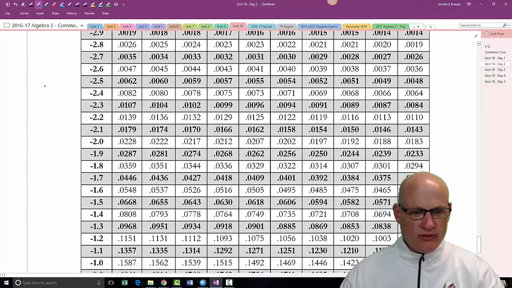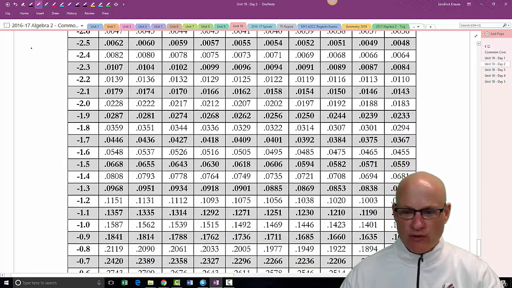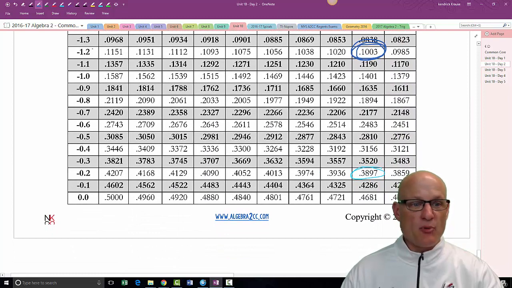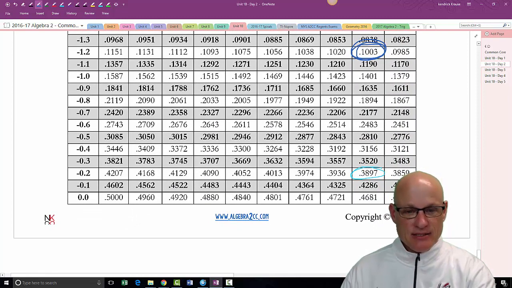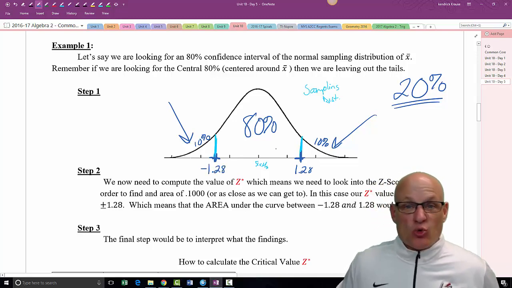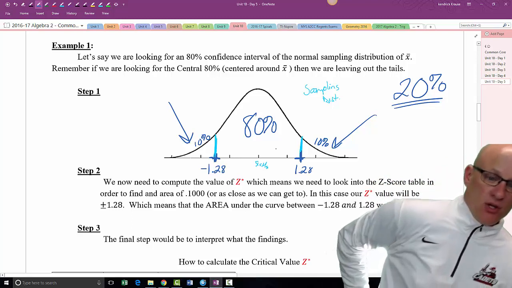So 0.1000, if I can find it. I think this is it right here. That's probably right behind my head. 0.1003. So that's 1.28. So my Z-score is going to be 1.28, or down here, negative 1.28. So that is our critical value.